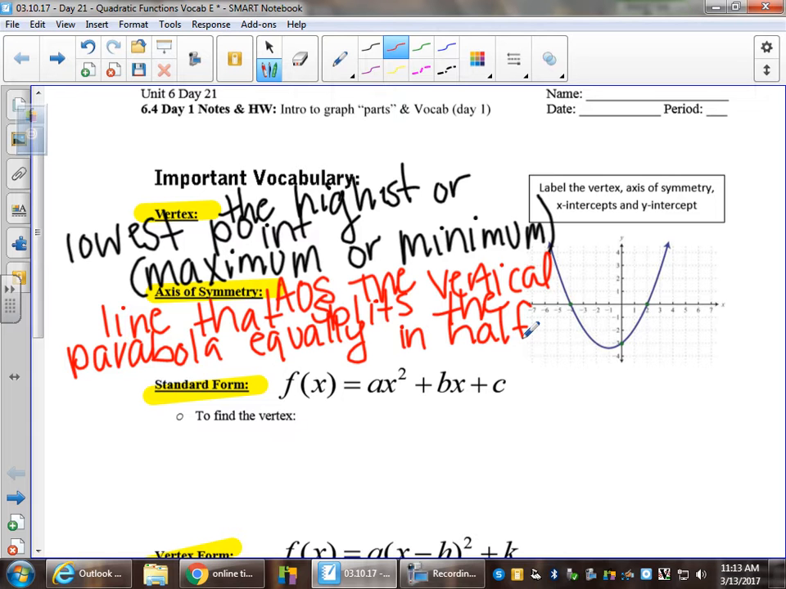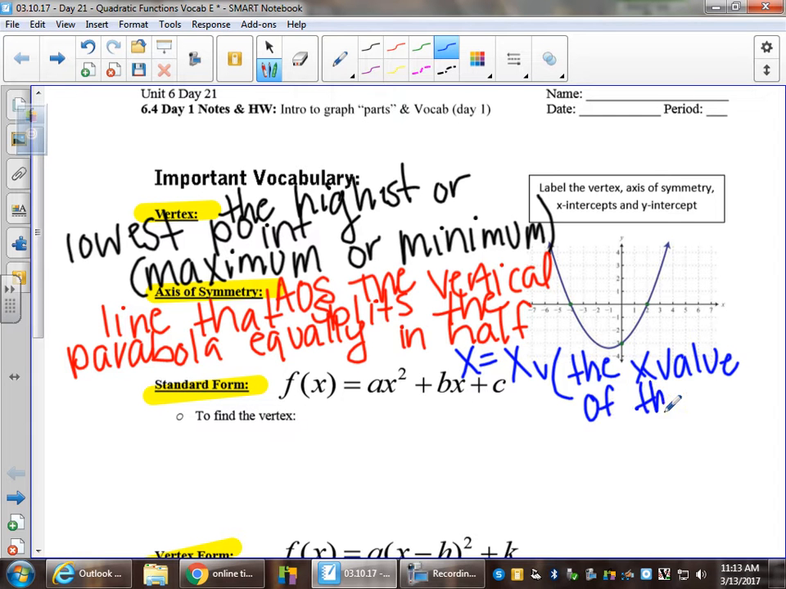Write these definitions in your book. I also want you to write x equals xv. xv is the x value of the vertex. Okay, so the vertical line that splits the parabola equally in half. x equals xv. xv is the x value of the vertex. This is all for axis of symmetry.